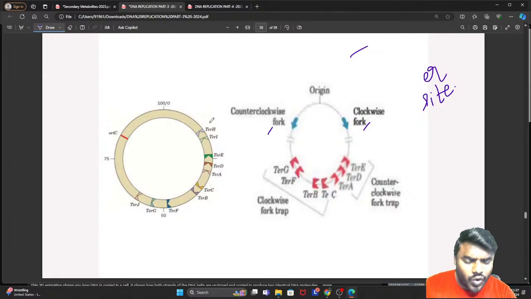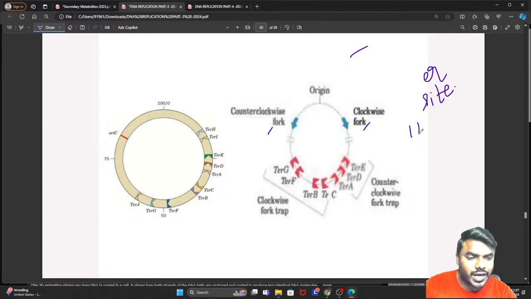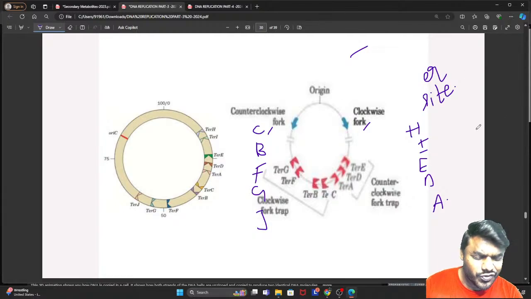Now listen, what are those termination sites? On one side we can call them H, I, E, D, A. Is it really necessary to remember? It's not necessary, don't worry at all. And on the other side we can call them C, B, F, G, J. So 5 termination sites are on one side and 5 termination sites are located on the other side.